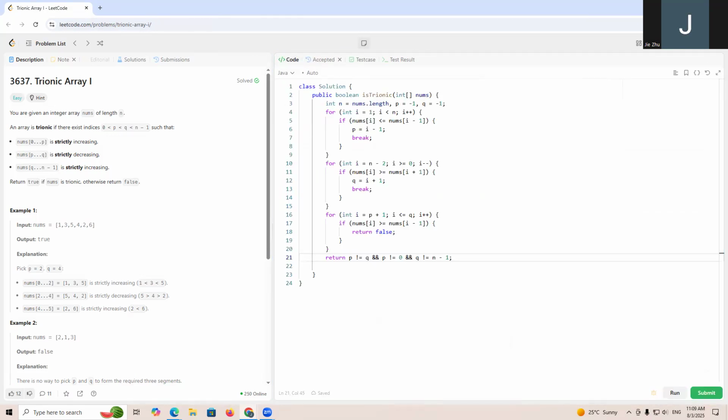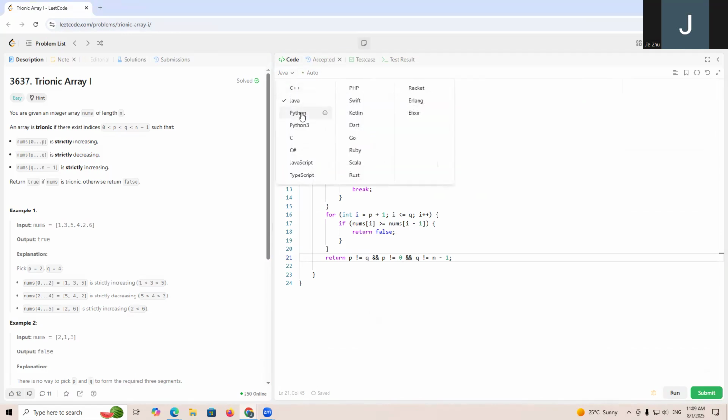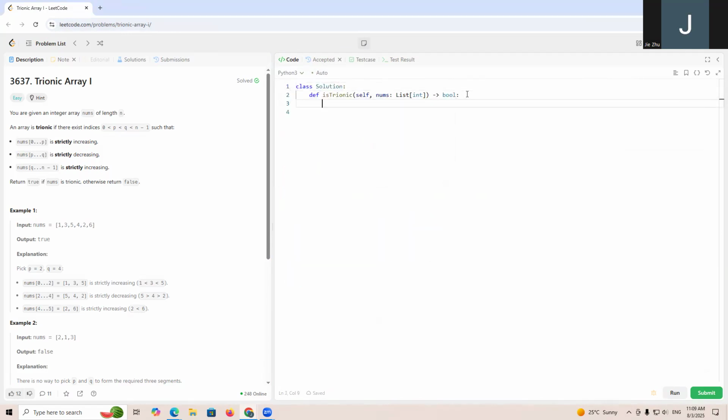And we can also write the Python code for this. So we have n, p, q equals the length of nums, and p and q are set to -1 and -1, right? Then we do for i in range from 1 to n. If nums[i] is smaller or equal to nums[i-1], then we find the p, so p equals i minus 1, and we break.